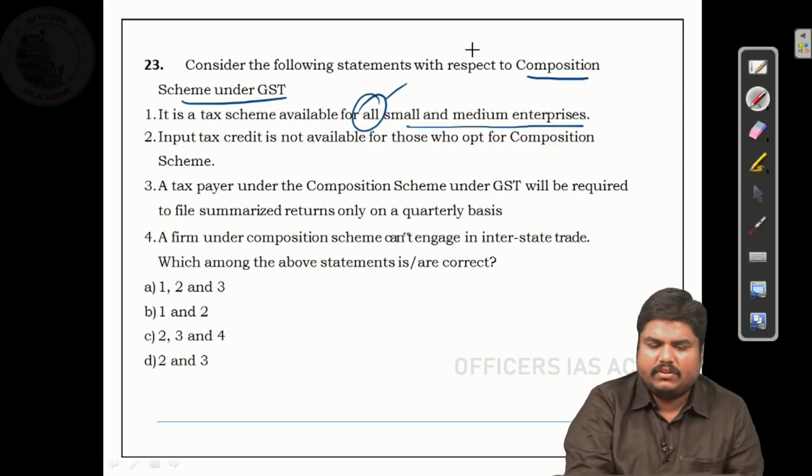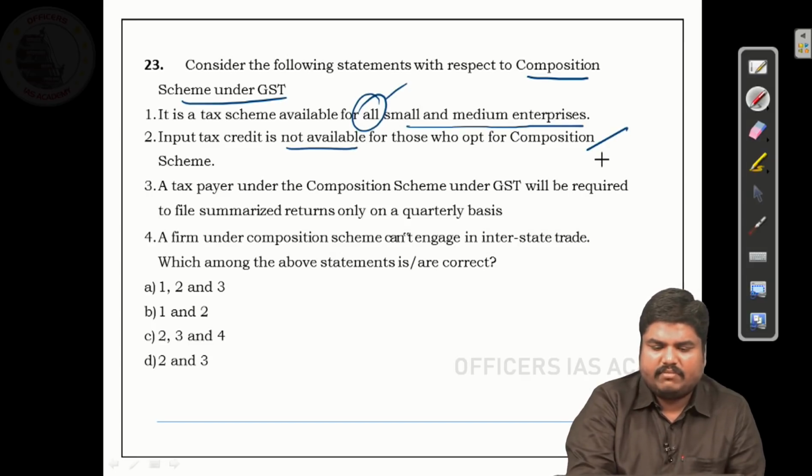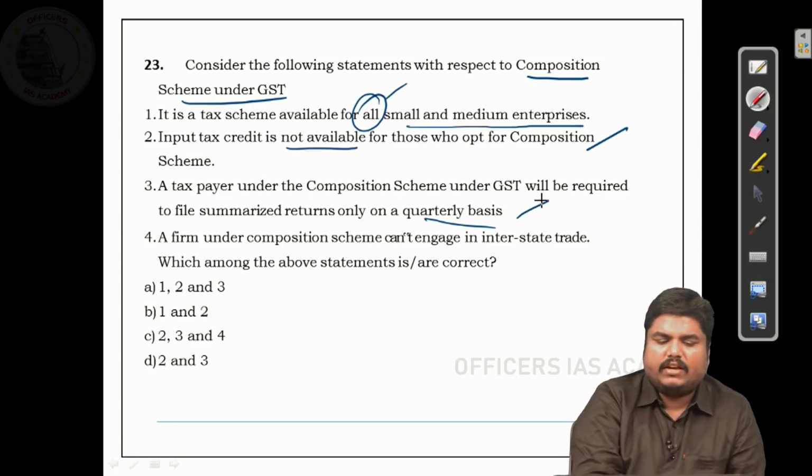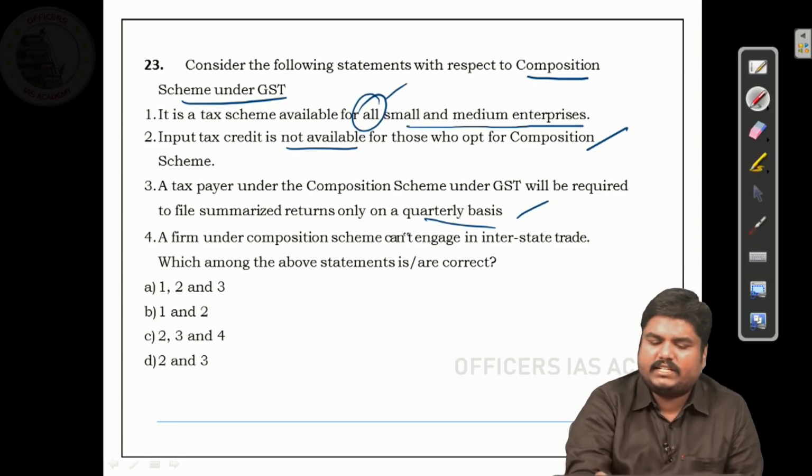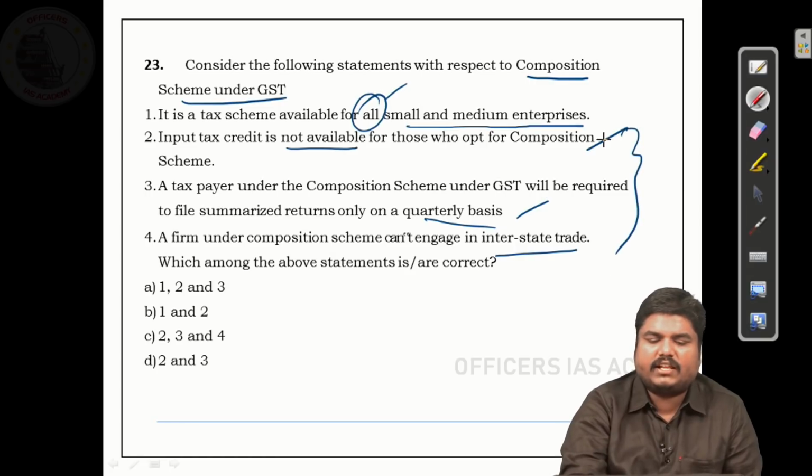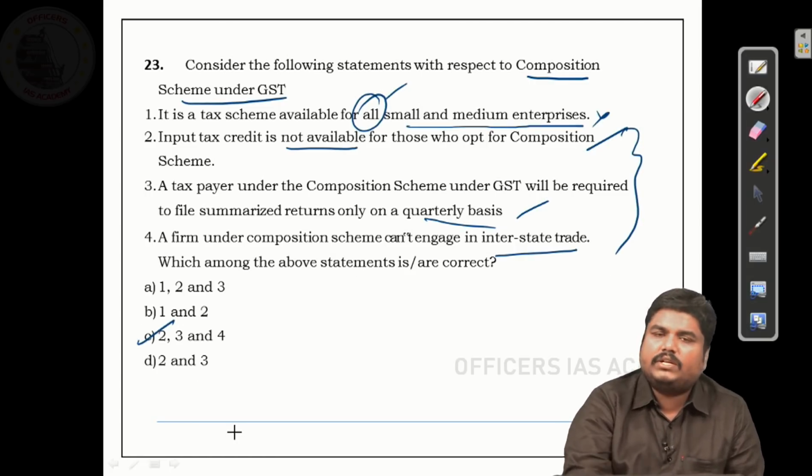Input tax credit is available for those who opt for the composition scheme? Input tax credit is not available, that is a correct statement. A taxpayer under the composition scheme under GST will be required to file summary statements only on a quarterly basis. That is a true statement. A firm under the composition scheme can't engage in interstate trade. So, all the 3 statements are correct. 1 is wrong. So, the answer is going to be C, 2, 3 and 4.